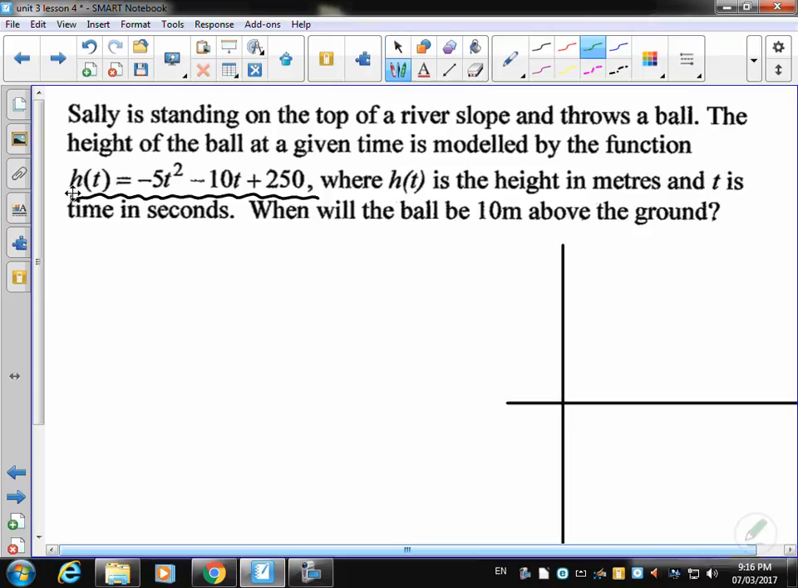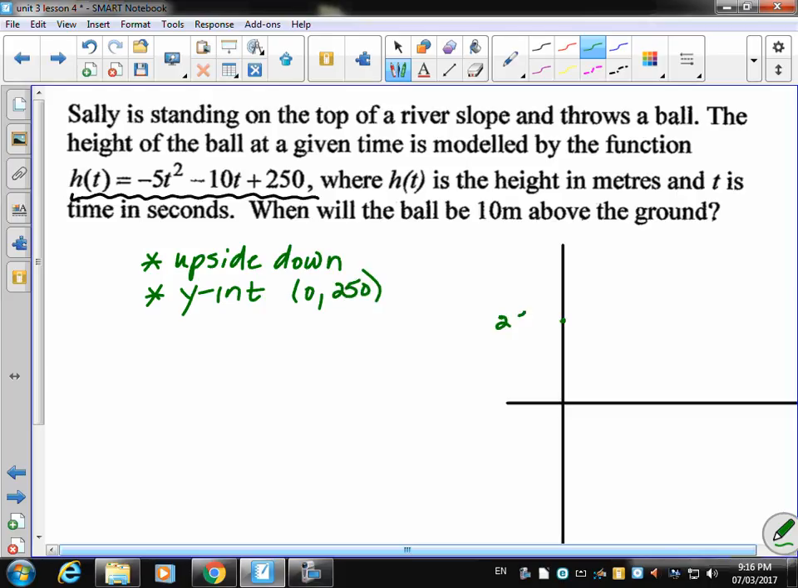What do I know about this function? I know that it's upside down. It's relatively skinny. It has a y-intercept of 250. So that is the only point that I know, 250. When will the ball be 10 meters above the ground?